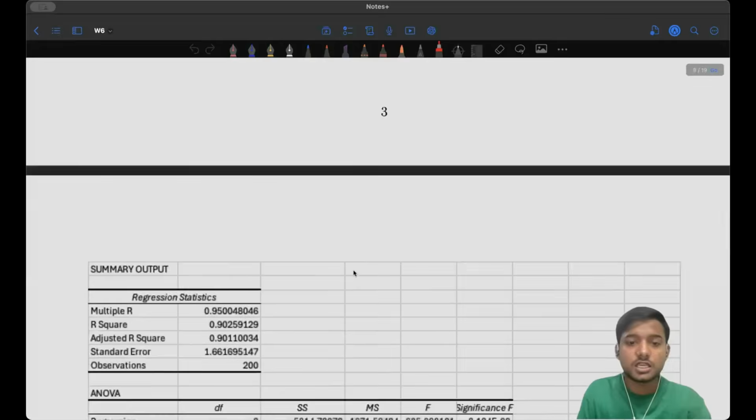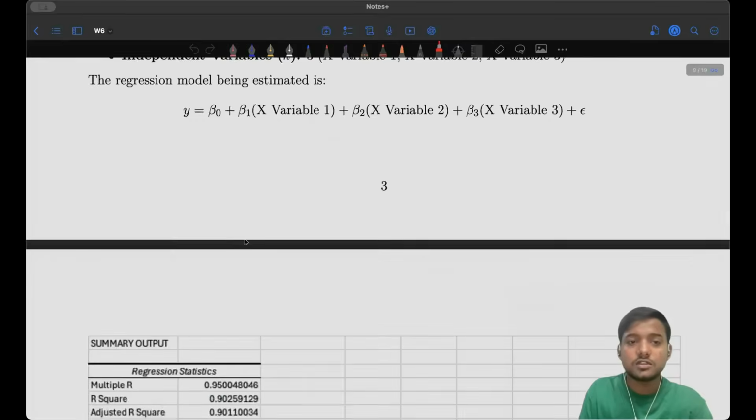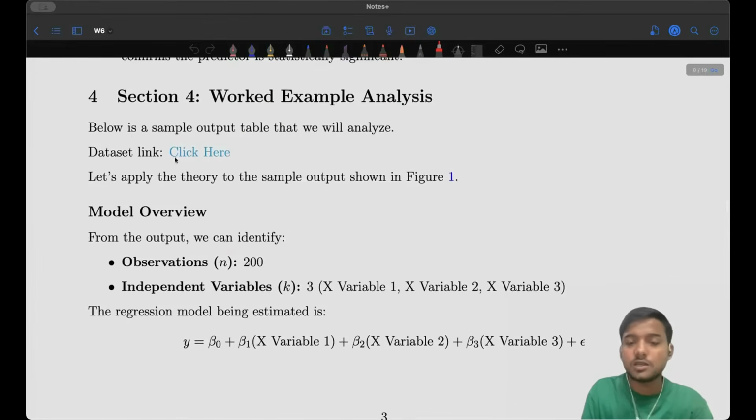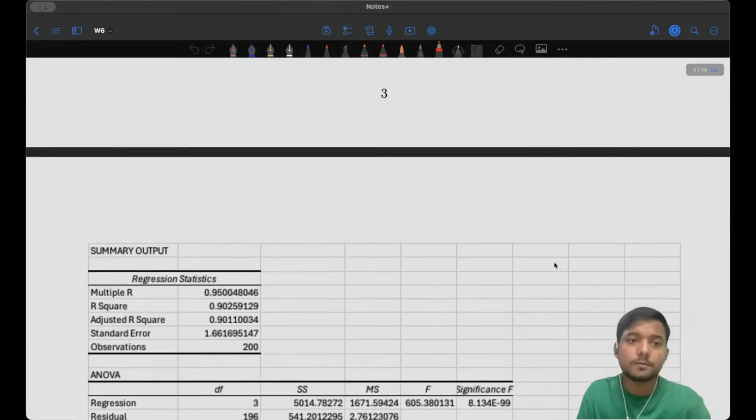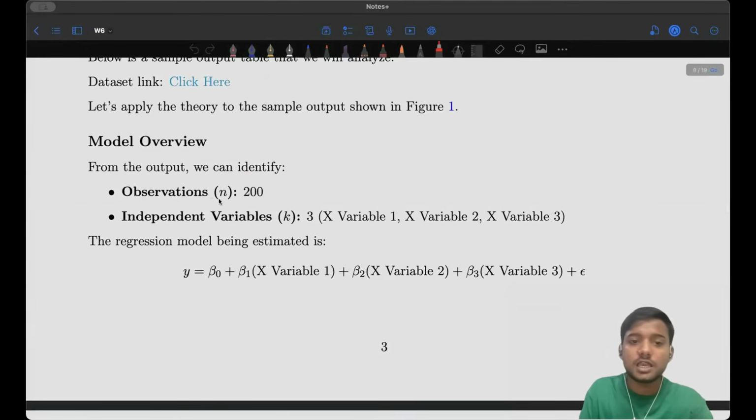Now we would just look back at this example. This is coming from a data set here. You can click and open this, and this is the output which you will get in Excel. You can see we have 200 observations and 3 independent variables, x variable 1, x variable 2, x variable 3. So basically x1, x2, x3. And from this you can imagine how our equation would look like: beta naught plus beta 1 times x1, beta 2 into x2, beta 3 into x3 plus epsilon. So this is what our linear regression equation looks like.